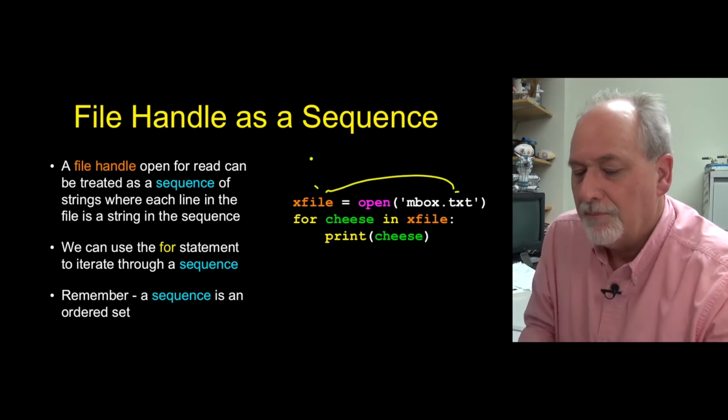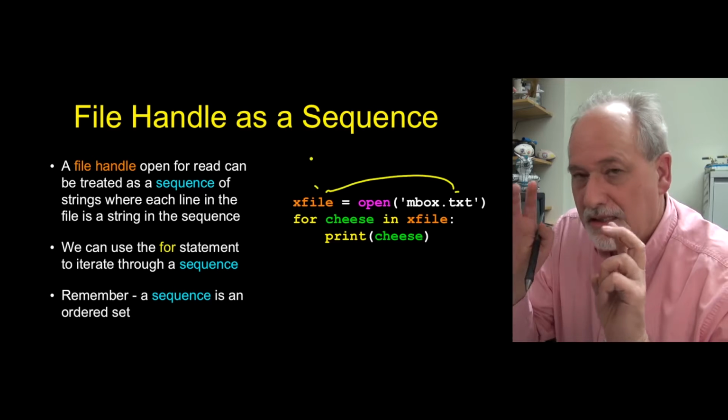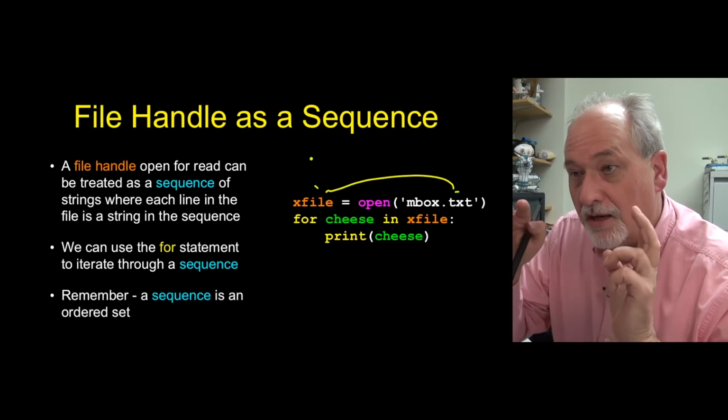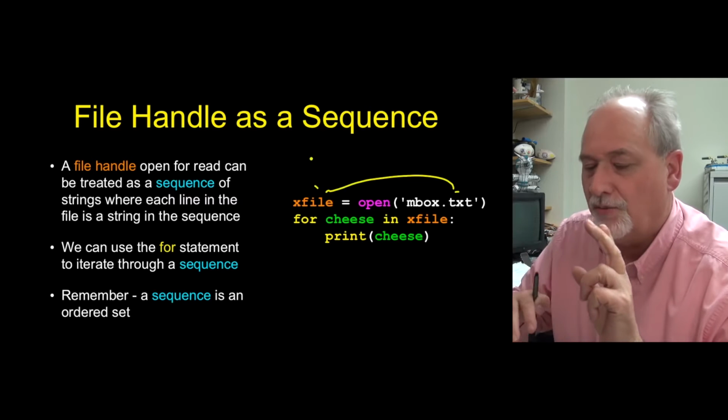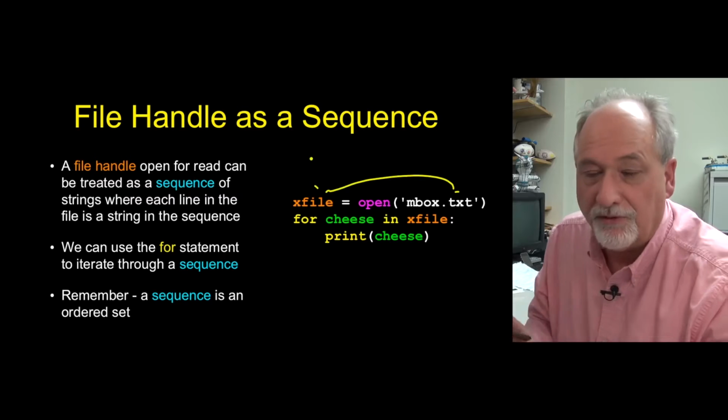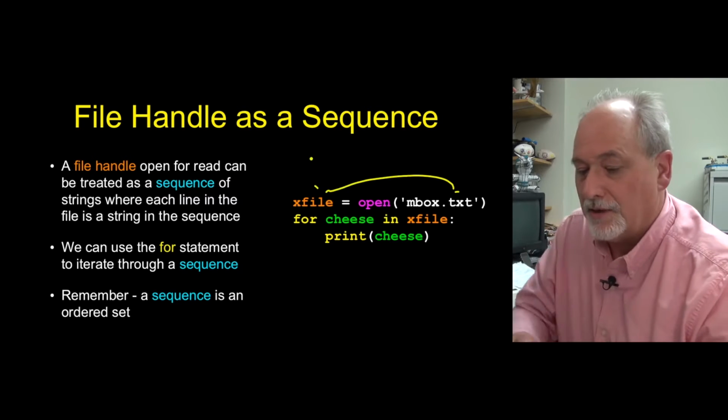That's not the data, but it is a sequence. That file handle represents to Python a sequence that we can potentially walk through and then get all the lines. And it's the simplest, most beautiful, elegant way to read all the lines in a file.